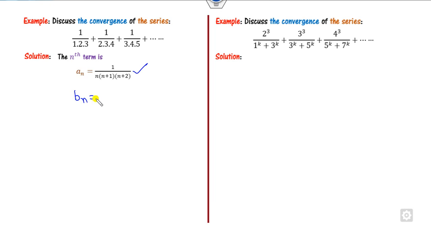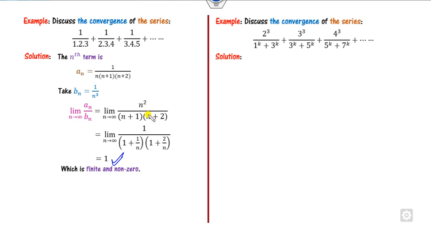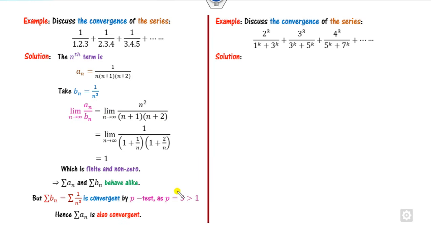Can you find the value of the bn? 1. Because this is the product form. So the product is n from here, n from here, n from here. It's n cube. Now take the ratio. You will get the answer as 1, which is non-zero finite, but this series is convergent because p is greater than 1. So the series is also convergent.